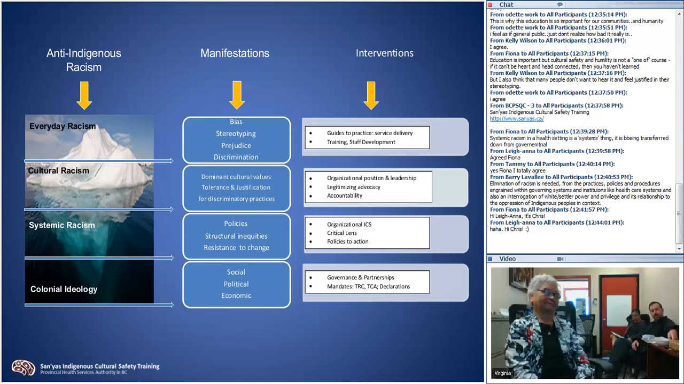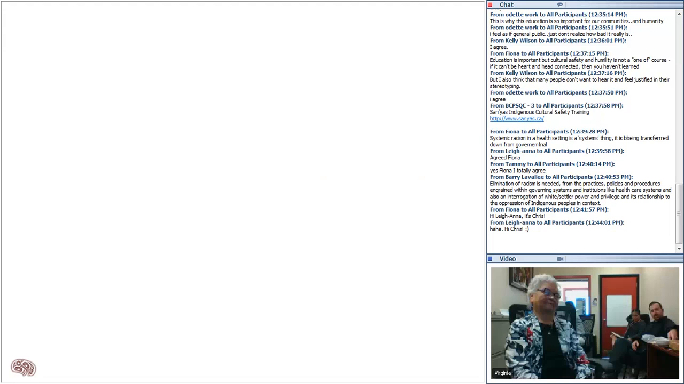So there's a lot going on in this slide. The purpose here, though, is to give you a snapshot of the range of interventions that could be implemented in an organization to respond to the multiple forms of racism. Anti-Indigenous racism, as you can see, takes on many forms, and interventions are needed at each of these levels.